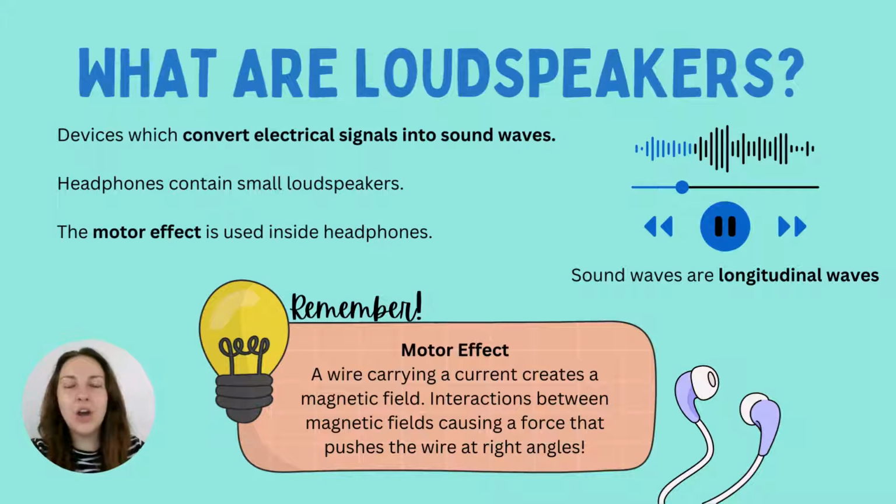So what actually are loudspeakers? Well, these devices, you've probably got some in your home right now, and they convert electrical signals into sound waves. So we can hear them playing music or TV shows, things like that. So they're really useful devices. And it's the same with headphones. Both of them work in a very similar way because headphones actually contain a very small loudspeaker. And both of them use this idea of the motor effect, both of which we've covered.